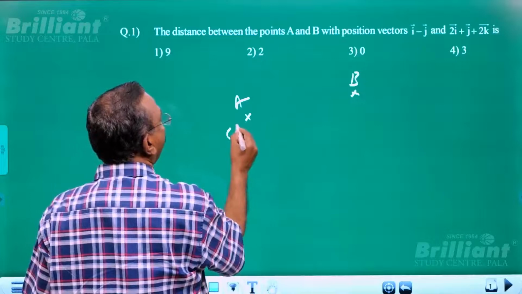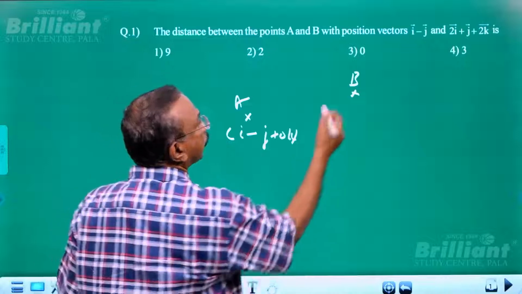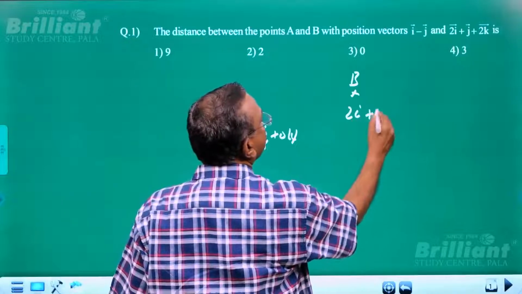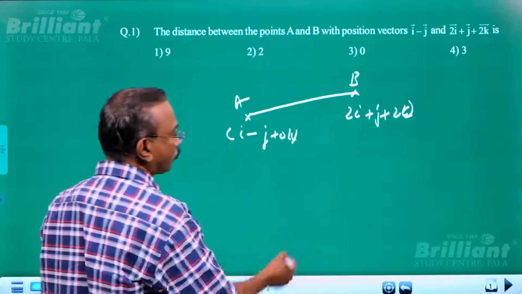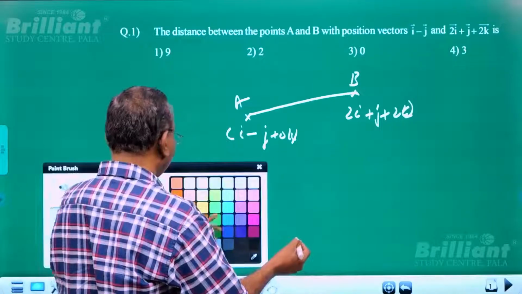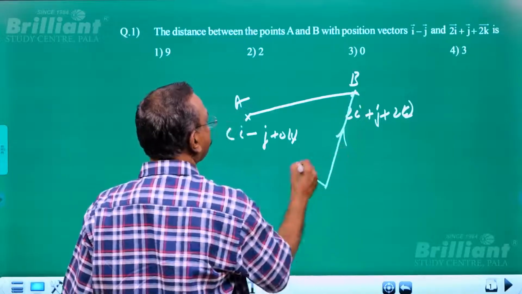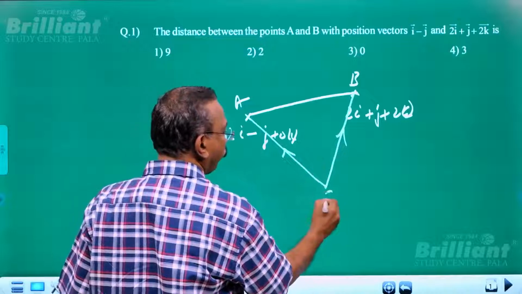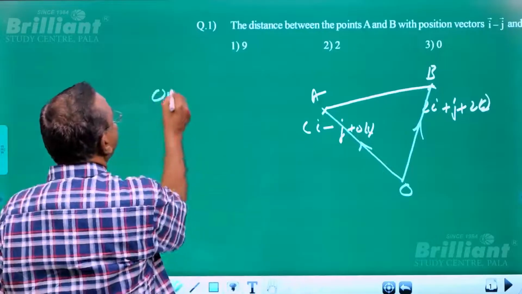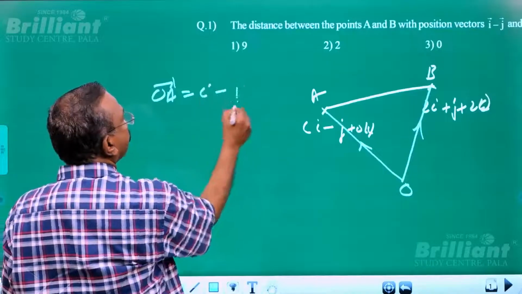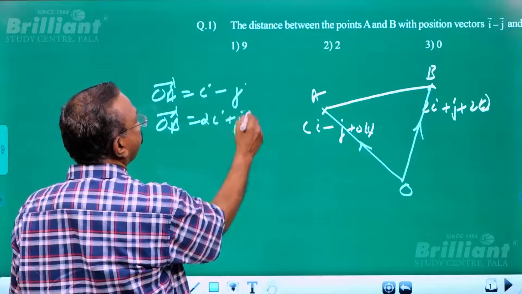i minus j plus 0. Okay, there is no z point here. And here it is 2i plus j plus 2k. You want to find the distance. Position vector means if there is a point from the origin, we can identify this as a vector, and here also a vector. That means if it is O, you have vector OA equal to i minus j and vector OB equal to 2i plus j plus 2k.